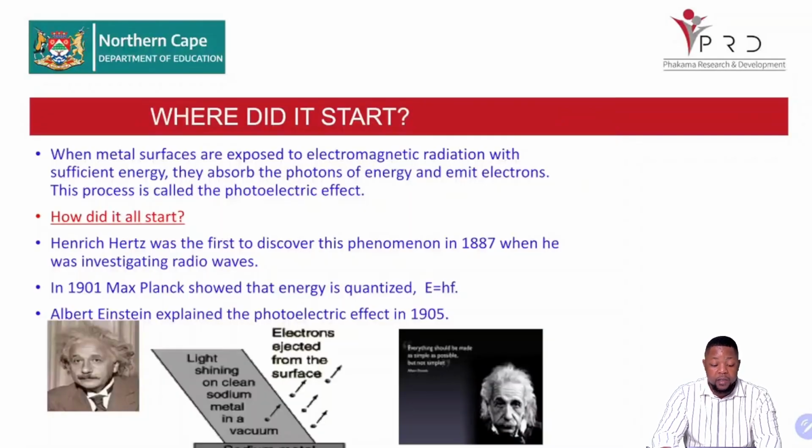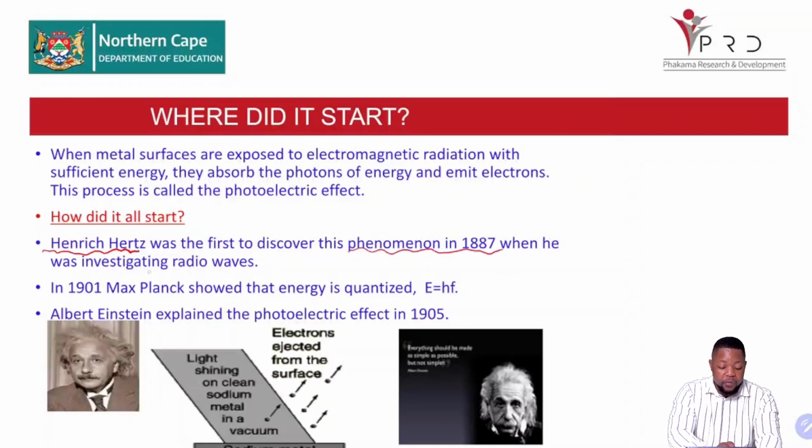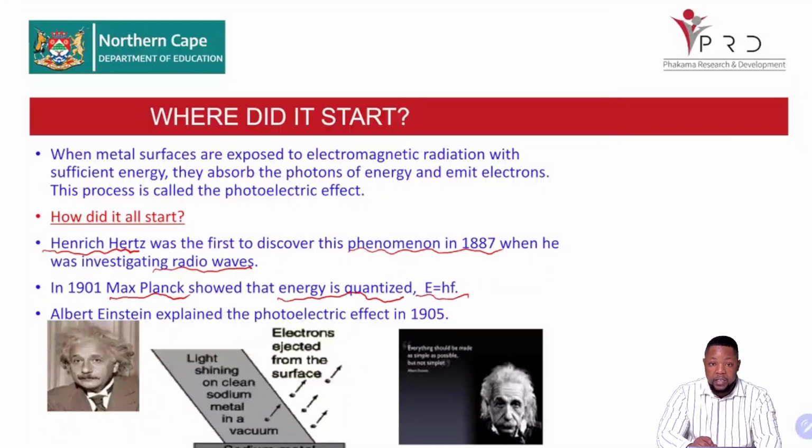Now, where did this photoelectric effect start? Heinrich Hertz was the first to discover the phenomenon in 1887 when he was investigating radio waves. In 1901, Max Planck showed that energy is quantized. That's where we had the formula E equals hf, where h is Planck's constant and f is the frequency. Remember that this energy is related to the frequency. The higher the frequency, the higher the energy. The lower the frequency, the lower the energy.